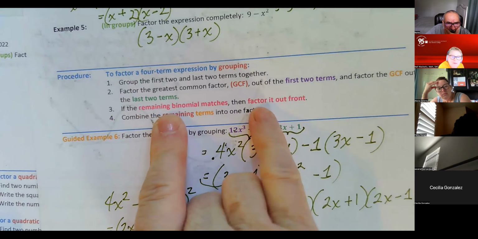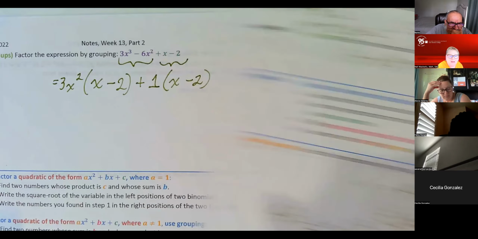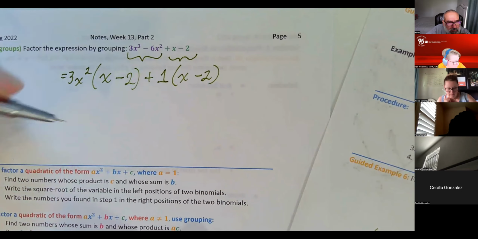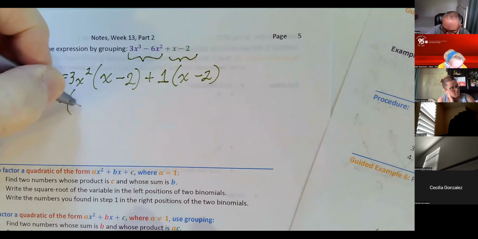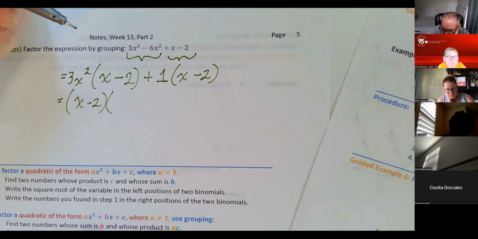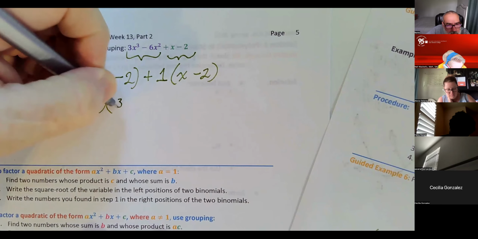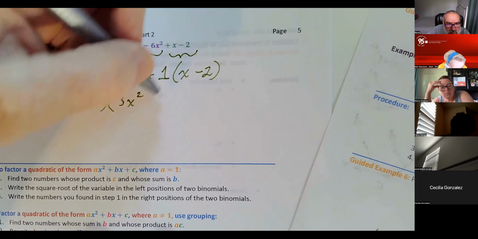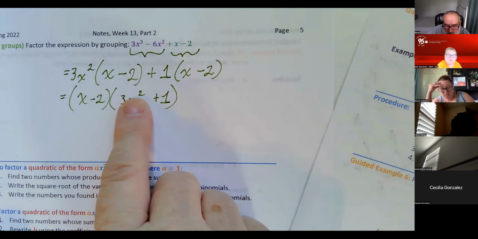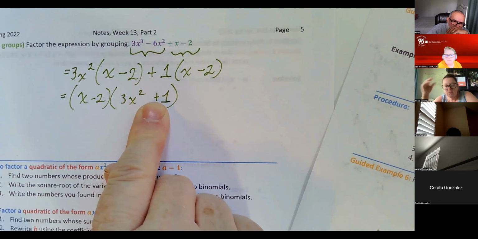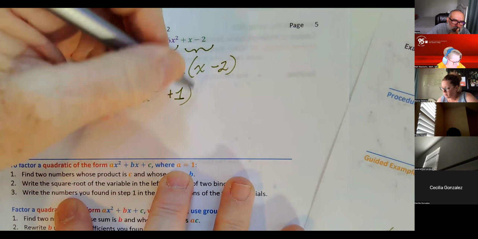Now I want to see, is the remaining binomial, two terms, does it match? Yes. That means factoring by grouping will work. And I'm going to take this x minus 2 out front. What's left out of the first clump? 3x. And out of the second clump? Plus 1. Good. This time, can we keep going factoring? Do we have a minus in between? No. That's right. So this is it. We're done factoring.